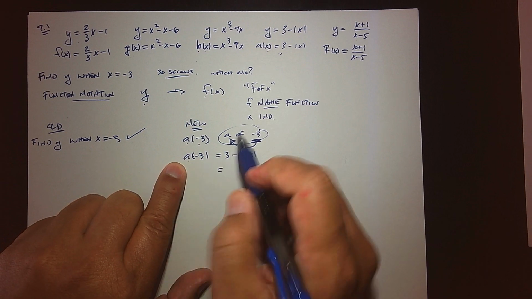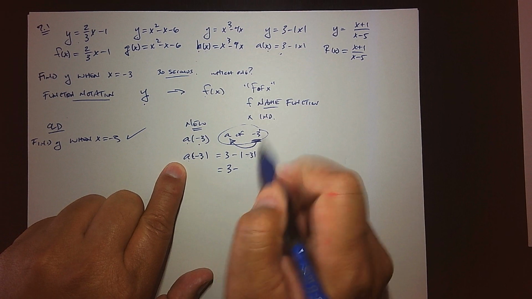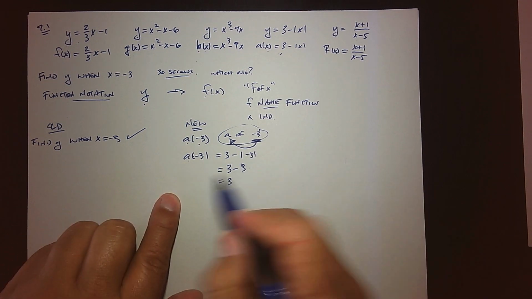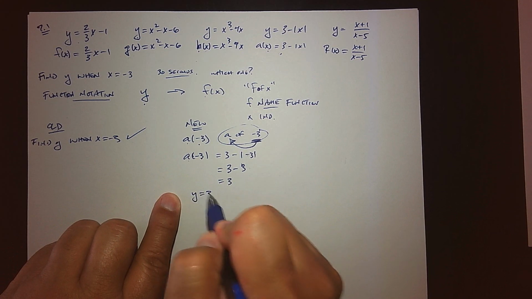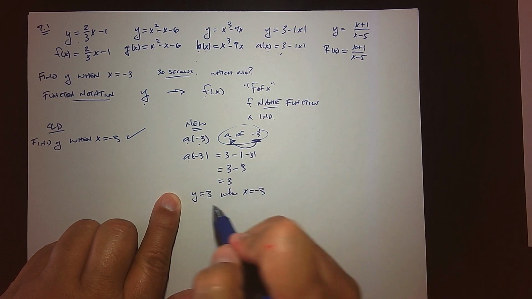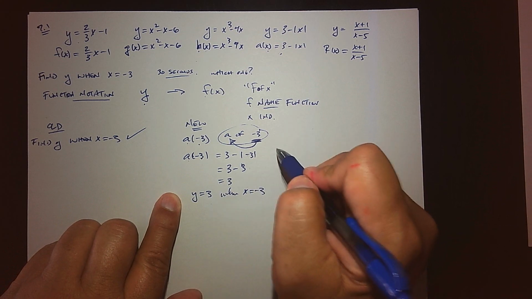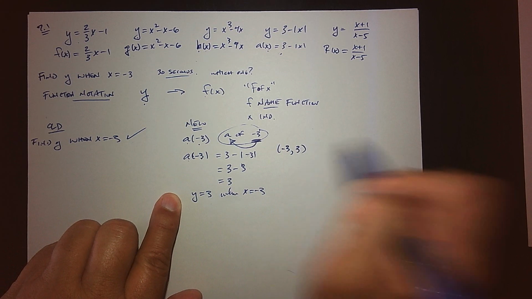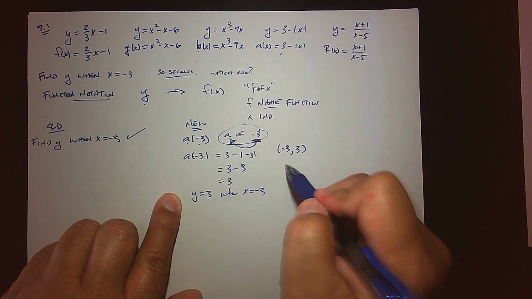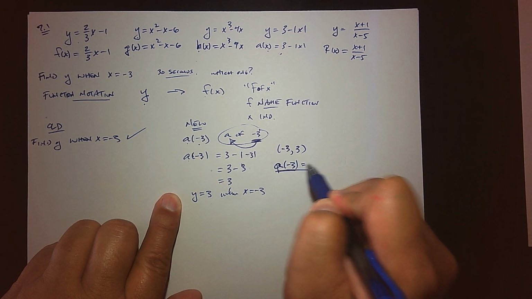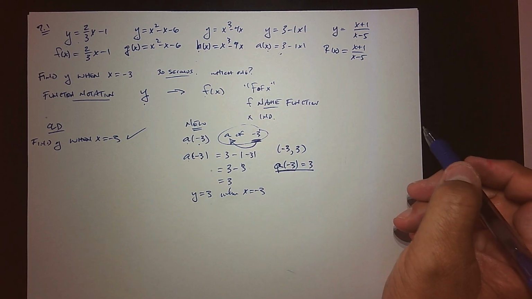Now we do a calculation. Absolute value of negative 3 is 3. 3 take away 3 is 0. So we're basically saying that y is equal to 3 when x is equal to negative 3. Or in ordered pair form, we're saying when my input is negative 3, my output is 3. Or functionally, I'm saying when you put a negative 3 into the a function, the output is a positive 3.